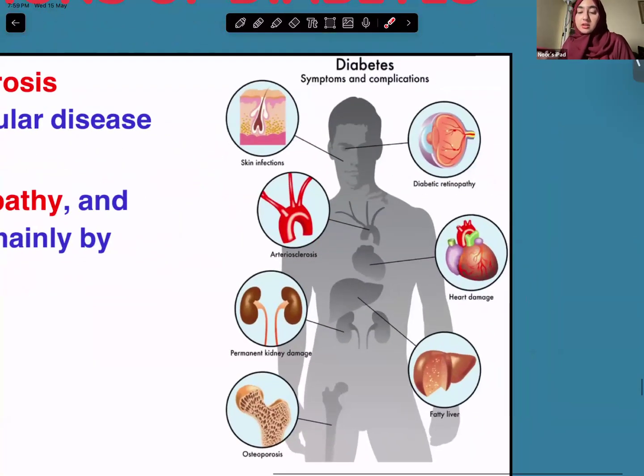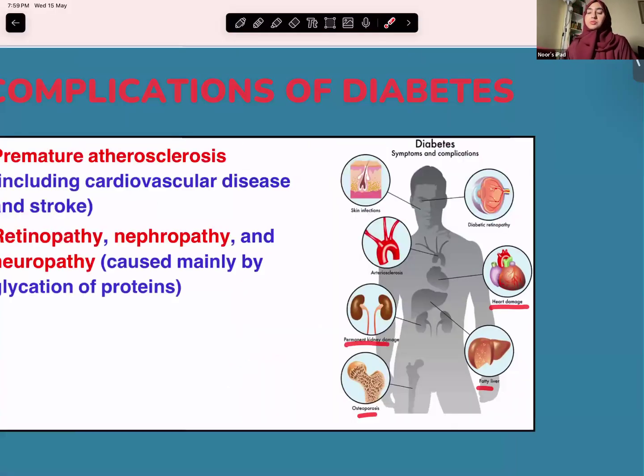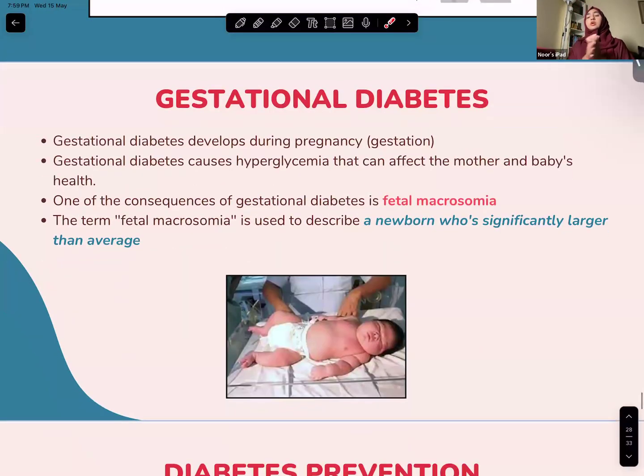Now, again, signs and symptoms: skin infections, arteriosclerosis, diabetic retinopathy, heart damage, permanent kidney damage, fatty liver, and osteoporosis. Now, talking about gestational diabetes, this is the kind of diabetes that the mother would have during pregnancy.